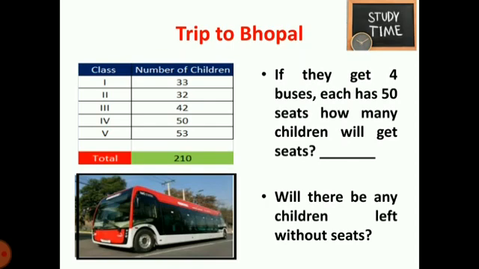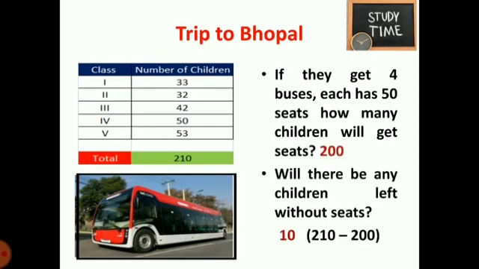So total number of children is 210. So 200 in 4 buses, 200 children can be occupied. Will there be any children left without seats? Yes, 210 minus 200, 10 children will be there without seats.